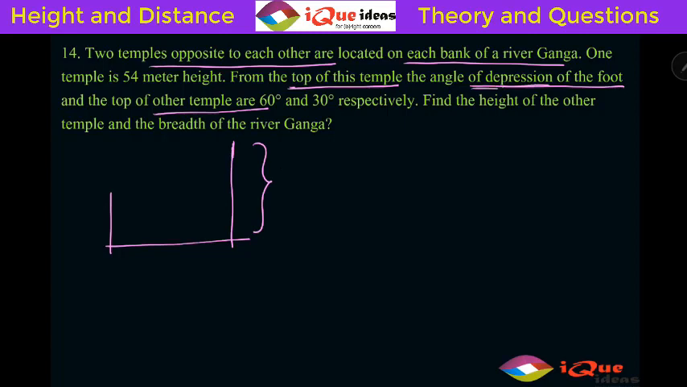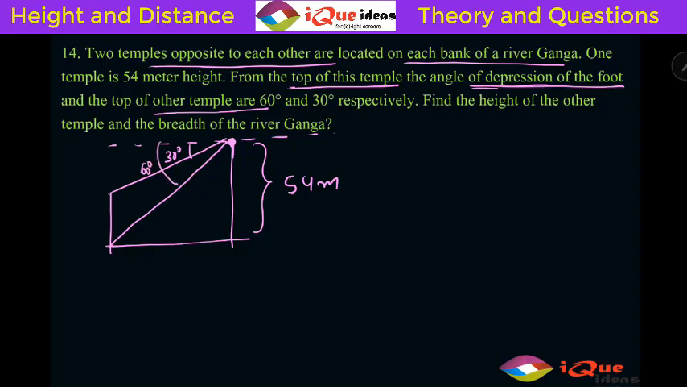Now you can take angle of depression from a point only when it is at a higher place, right? So this is 54 meter. So from the top of this temple, if you look down, this is the horizontal line, and the angle of depression of the top and bottom is 60 degree and 30 degree. So angle of depression of the foot is 60 degree and angle of depression of the top is 30 degree. So this angle is 30 degree and this whole angle is 60 degree.